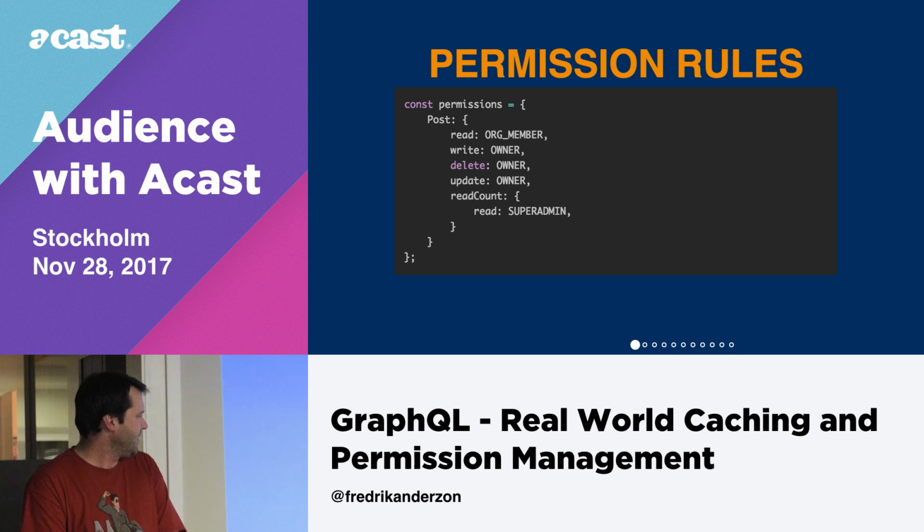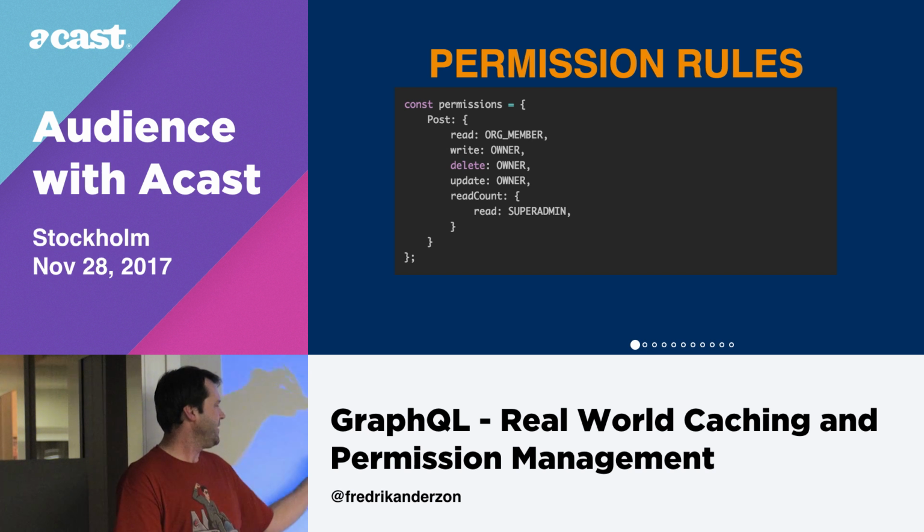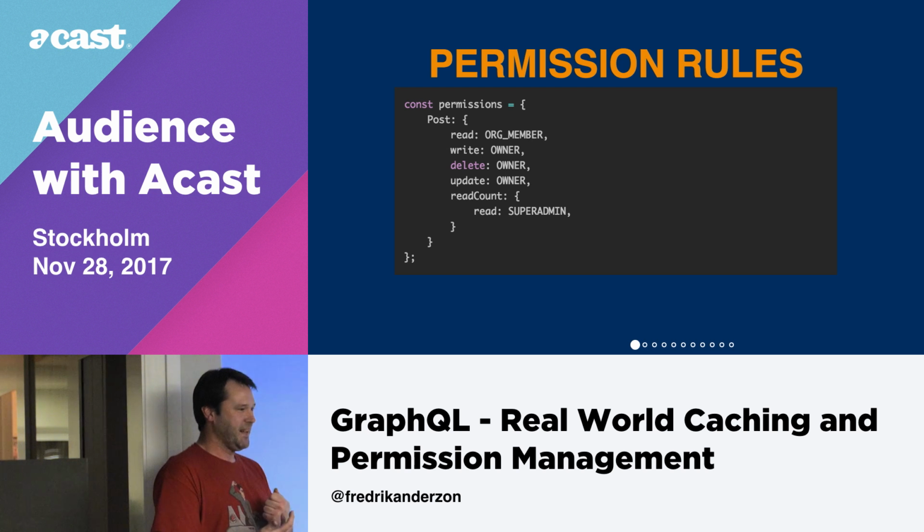So the rules are basically going to be like this. For each entity, you specify who can read, who can write, who can delete, who can update. And you do it on a lowest role that is allowed to do this basis. So if an org member can do something, it also means that the owner can do it, an admin can do it, and a super admin can do it.